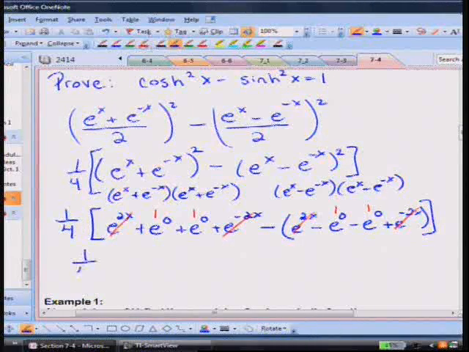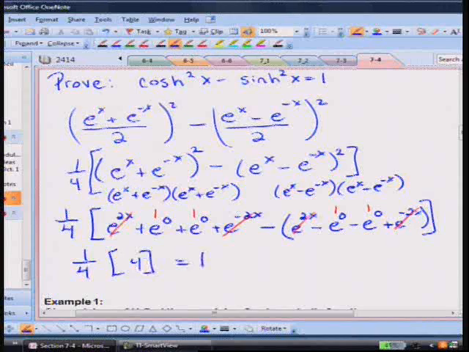So you are going to get 1/4 of 4, which is in fact equal to 1, and so you have proved that it is true that the hyperbolic cosine squared of x minus the hyperbolic sine squared of x is equal to 1. So if you were asked to prove any of these identities, you would start with the definition of what the hyperbolic cosine or hyperbolic sine is.